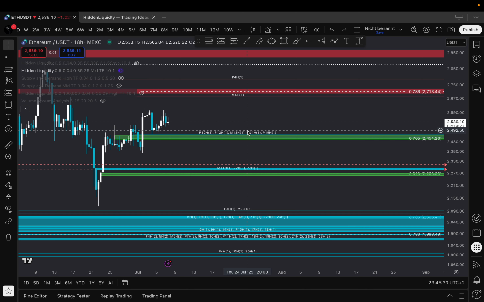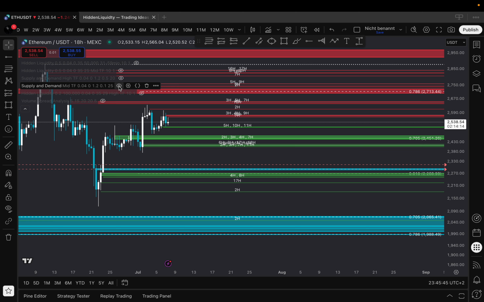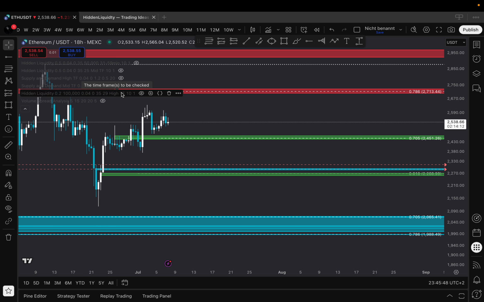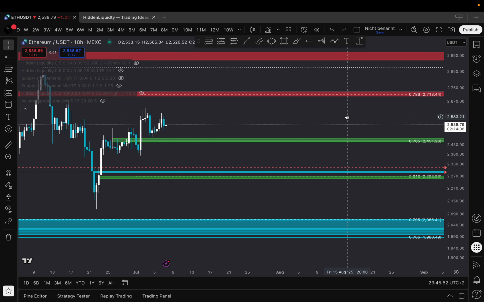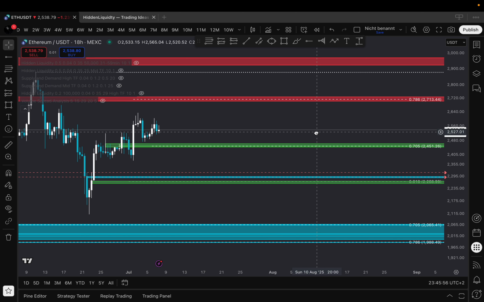Hidden liquidity mid time frame. Here it supports the demand, for example. We got lots of liquidity down here. I mean, it's great for refining. Also, supply and demand mid time frame, right? If you're into that, you can do that. For me personally, it's too stressful because I don't have a lot of time, so I'm only plotting the most relevant levels.